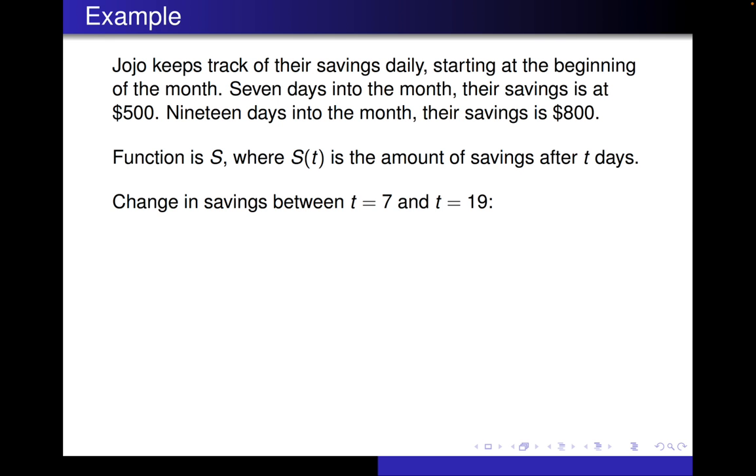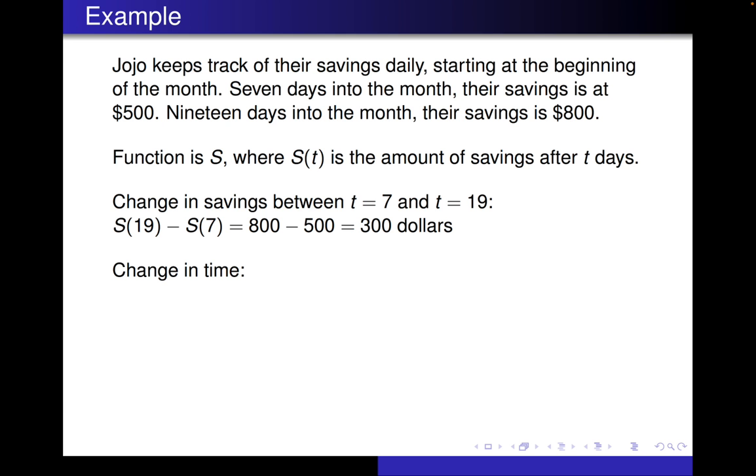So between day 7 and day 19, in other words, t equals 7 and t equals 19, a couple of things are going to happen. First of all, the savings is going to change from s of 7 to s of 19. So when we find the change in savings, we take the ending savings, s of 19, and subtract the beginning savings, s of 7. 19 days into the month, it was $800. 7 days into the month, it was $500. So that gives us 800 minus 500, which is $300. That's our change in savings. Our change in time is just 19 minus 7: 19 was the end time, 7 was the beginning time, and that gives us 12 days.